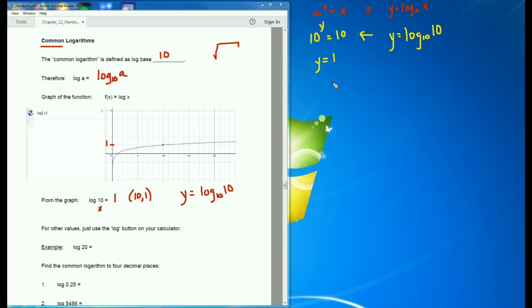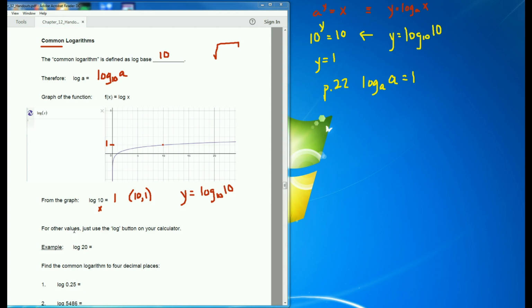This is also the same as the property that we looked at previously on page 22 of the notes, which says that log base A of A is equal to 1. So log of 10 was easy to find on the graph because it's a nice, neat integer point on the graph.